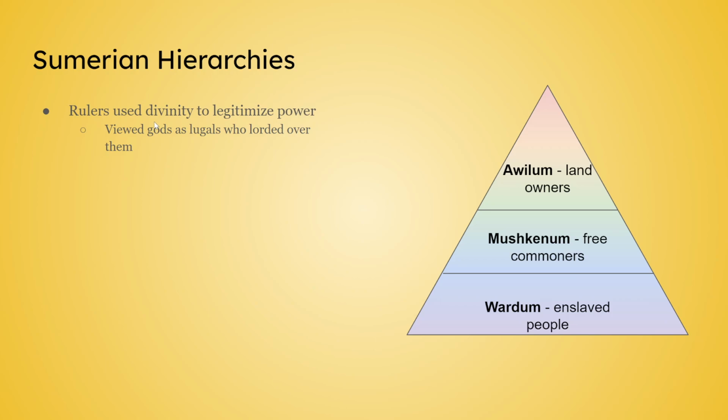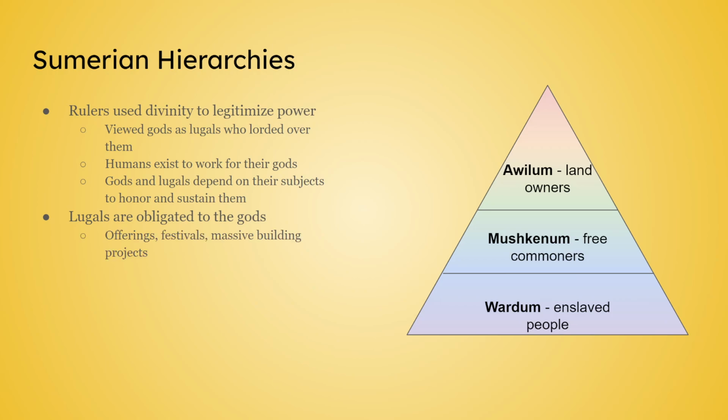So the commoners would view gods as Lugals who lorded over them, and humans only exist to work for their gods. Gods and Lugals depend on their subjects to honor and sustain them, and Lugals are obligated to the gods to create offerings, festivals, and massive building projects. A king who would only indulge himself in luxuries was likely to cause bad luck to Sumer in the way of economic destruction and ecological problems.